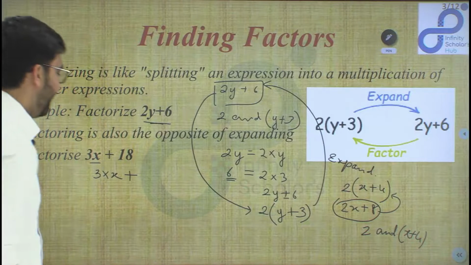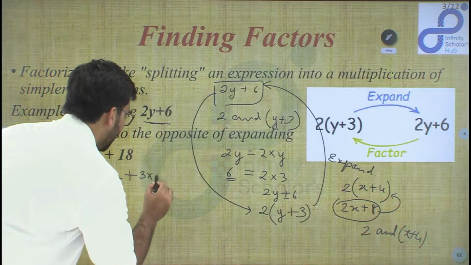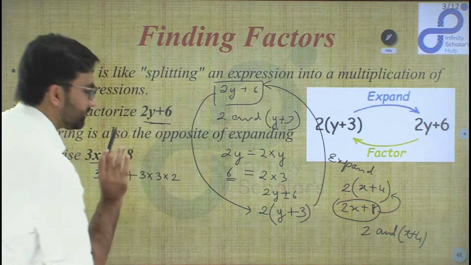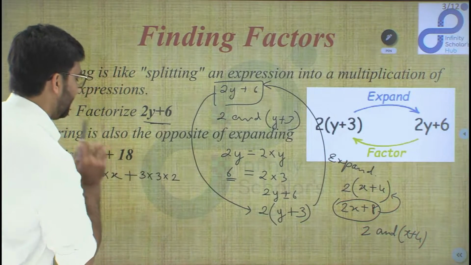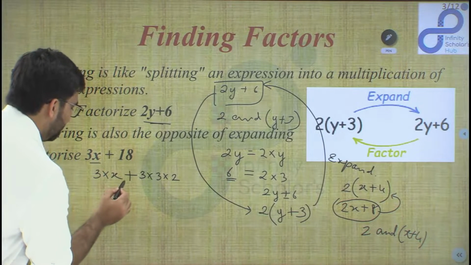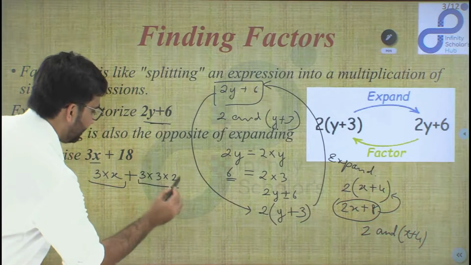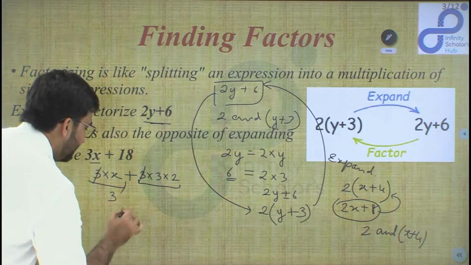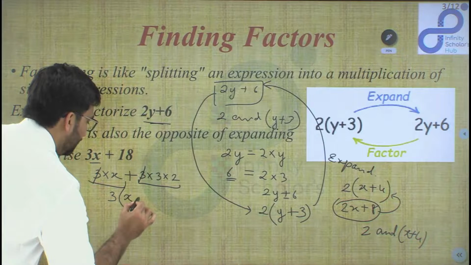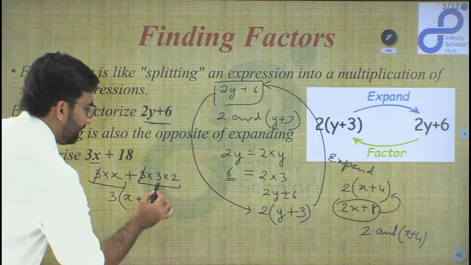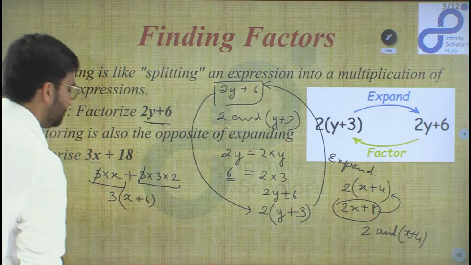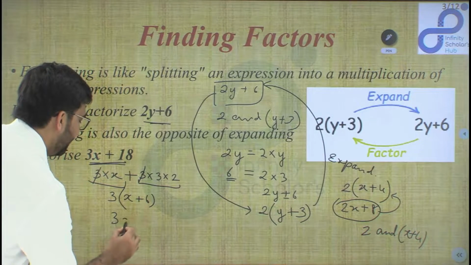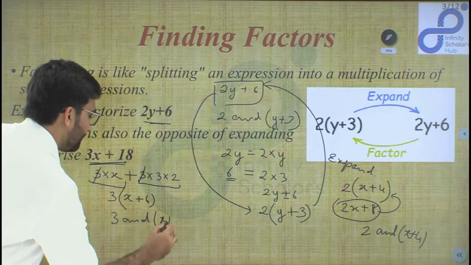Now 18 can be written as 3 multiplied by 3 multiplied by 2, right? 3 3s are 9 and 9 2s is 18. So this is the prime factorization of 18. Now see, this is your first term and this is your second term. In both the terms 3 is common. So I will take out 3 and inside the bracket I will have x plus what is left over, 3 into 2, that gives you 6. So the factors of 3x plus 18 are 3 and x plus 6.